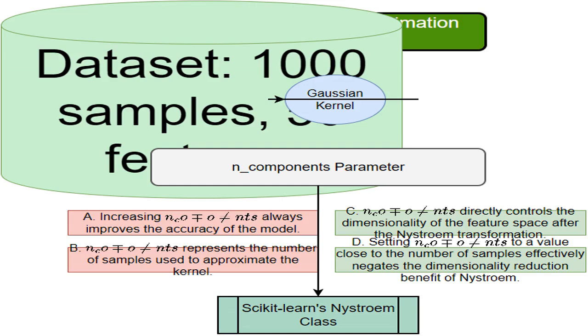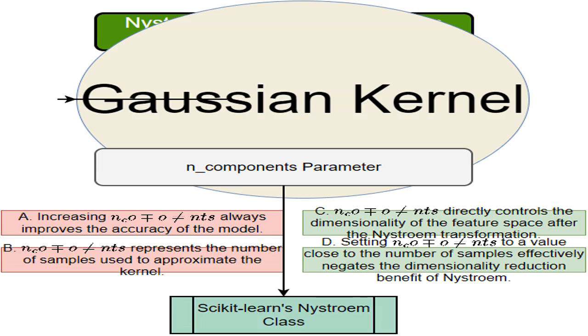I have a dataset to work with. It contains 1,000 different data points, each described by 50 different characteristics or features. I am using a Gaussian kernel, a common type of kernel function used in machine learning models. A kernel is a function that measures similarity between data points. The Gaussian kernel uses a Gaussian function to define this similarity.